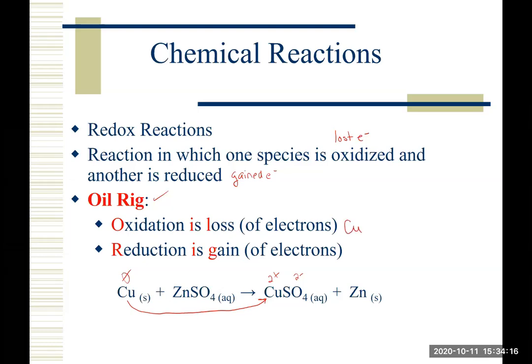If we look at zinc, again, we know that sulfate has a 2- charge, so the zinc has to have a 2+ oxidation state for charge neutrality to have occurred when this compound was formed. If we look at zinc in the products, it is neutral. So zinc went from a 2+ charge to a neutral charge, meaning that zinc had to gain 2 electrons, and so zinc was reduced.